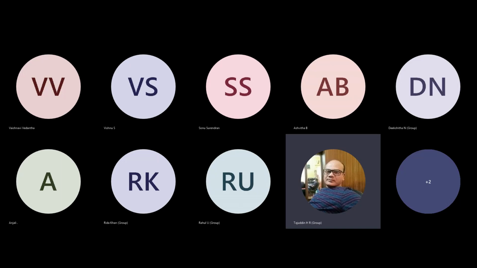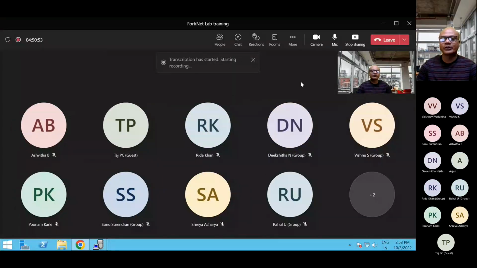Your static default routing and basic configuration of FORTINET firewall using console access, using GUI and CLI base, and how to assign the IP address for the FORTINET interfaces.